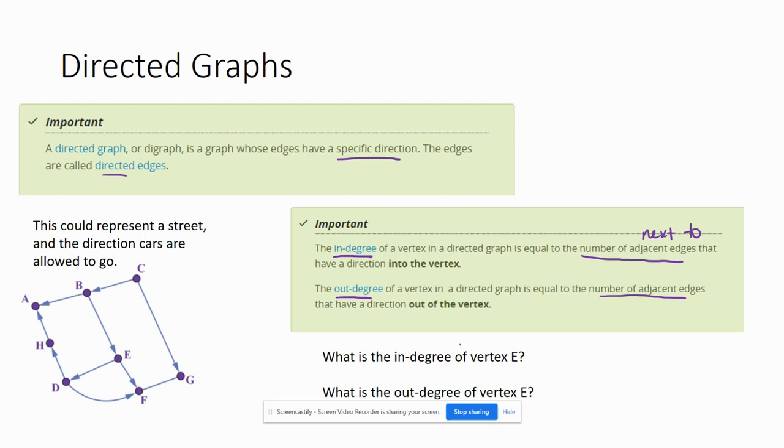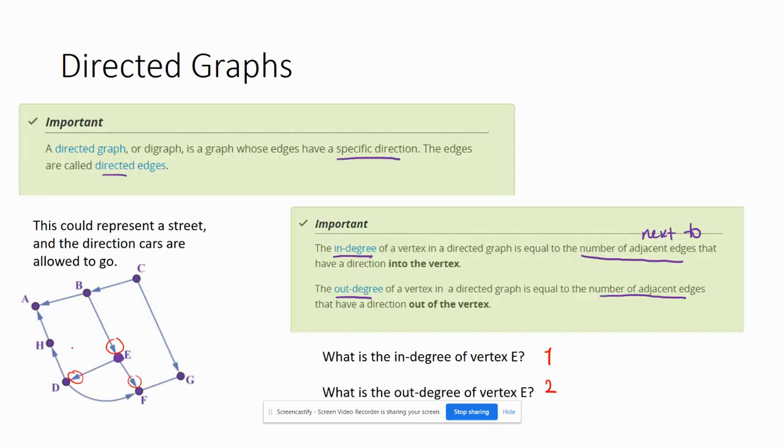What is the in degree of vertex E? So here's vertex E. How many edges are coming into that vertex? We've got this one right here is going in, but then there's 2 going out. So the in degree is only 1, and the out degree is 2 because of these 2. Okay, another one.